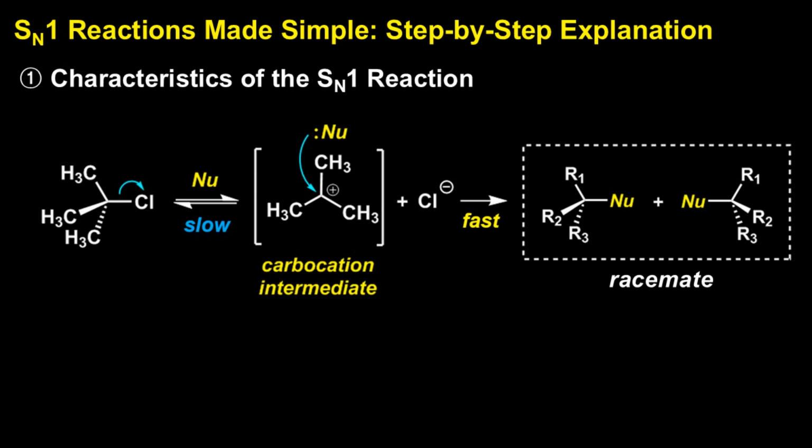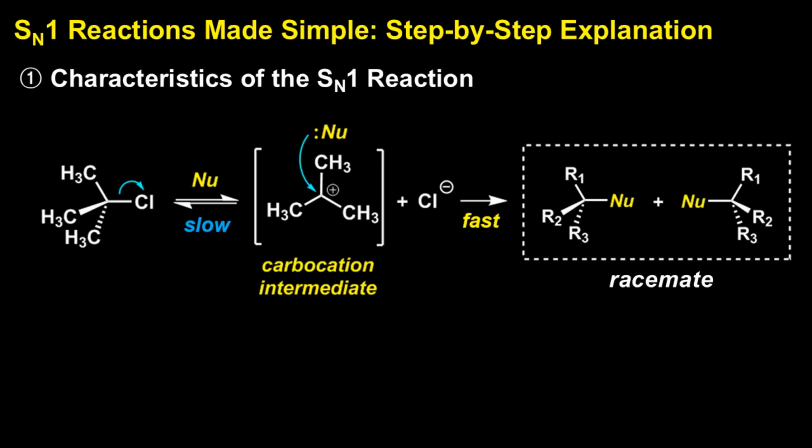Unlike SN2, which happens in one concerted step, SN1 takes two. First, the bond between the carbon and the leaving group breaks. This forms a carbocation, and that's the slow step. It takes energy to break the bond, so it's endothermic and has a high activation energy. That's why this step is rate determining.